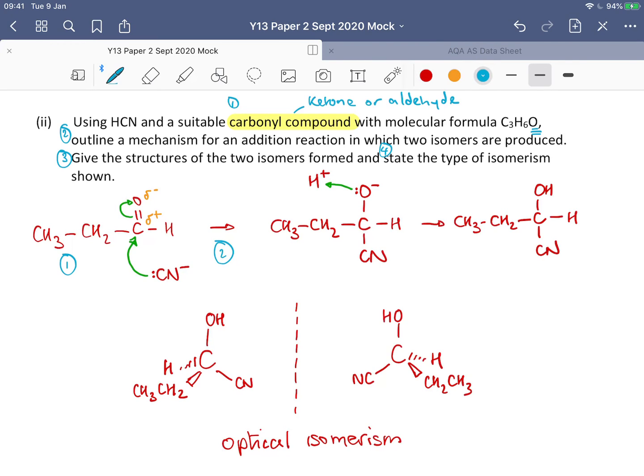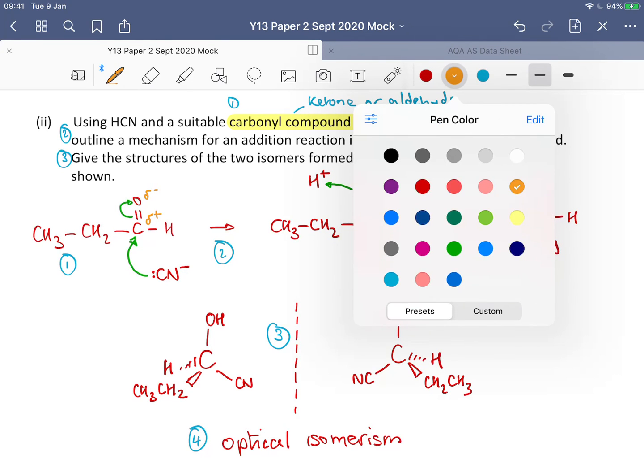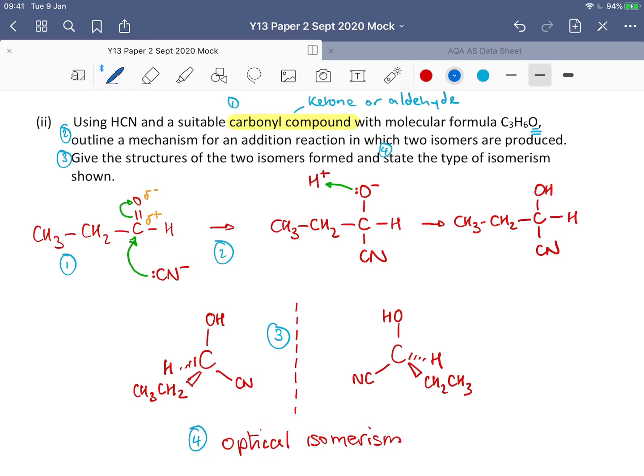So we have given the structures, and we have stated the type. So we have our 4 different groups attached to a carbon, hence optical isomerism, hence chirality. I just also remind you, we may as well take this opportunity: if they gave you a structure and they wanted you to identify any chiral carbons, they would ask you to use an asterisk, and so you would asterisk the chiral carbon like that.